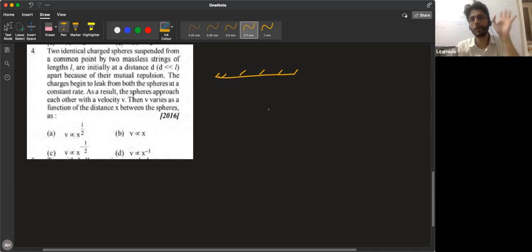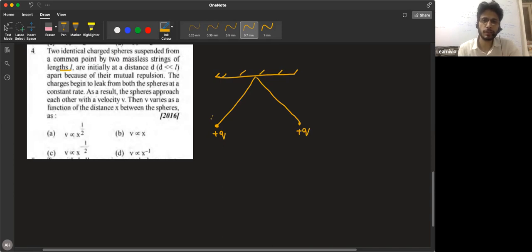Yes, sir. Okay. So see, the question says you have two identical charged spheres suspended from a common point by two massless strings of length L. Identical charges are there, so these two charges will repel each other. This is charge A and this is charge B. Charge A will repel charge B and it will move in this direction. So the force acting over this charge will be the electric force.